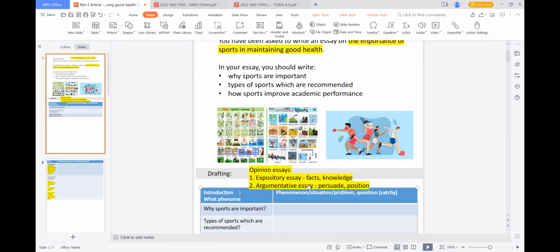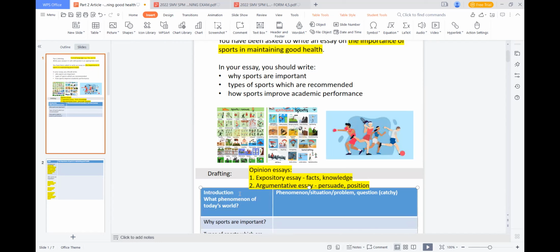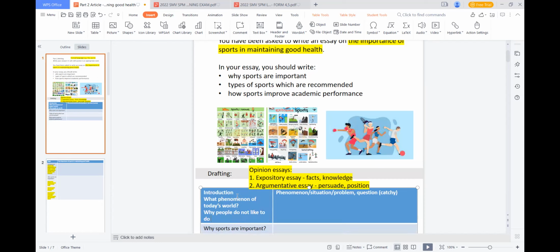Okay. What phenomena the viewers are facing? What phenomenon of today's world? 我问这个问题 of today's world. 什么状况现在的世界什么状况? And why people? I need to ask the question because this question is related to my topic. Why people do not like to do exercise, to do sport, to play, to do exercise or do sports.